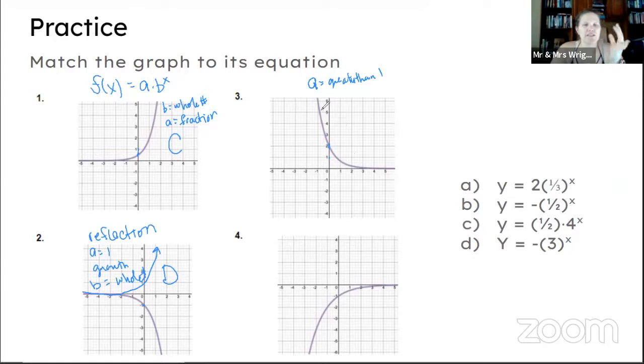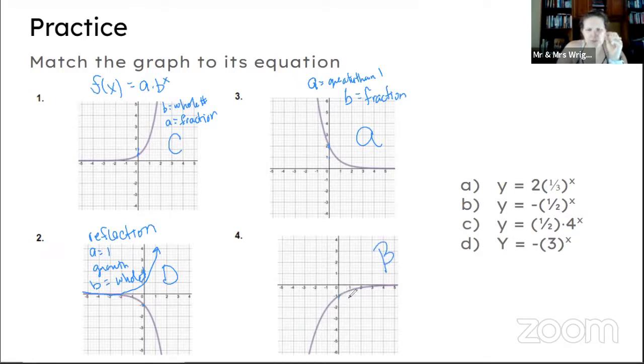I see that this is decay. So B is going to be a fraction, and it's not reflected. So I want my A to be greater than 1 and my B to be a fraction. Already I see it. A is greater than 1 and B is a fraction. So this is graph A. So A, C, D, this should be B, but let's just double check it to be sure.